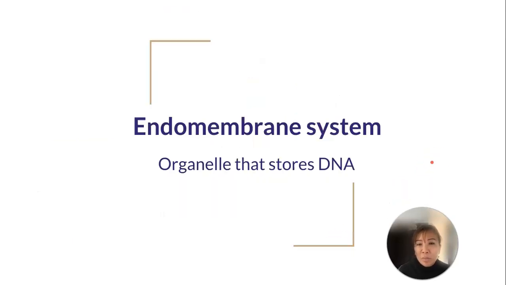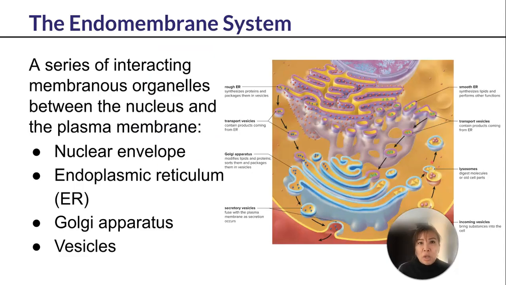Okay, let's move on to the endomembrane system, because this system is continuous with the nucleus. So the endomembrane system is a series of membrane-covered organelles. All these organelles have membranes, and we're going from the nucleus to the plasma membrane, which is on the outside of the cell, right? So this includes the nuclear envelope itself, because the nuclear envelope is that double membrane that we're talking about.